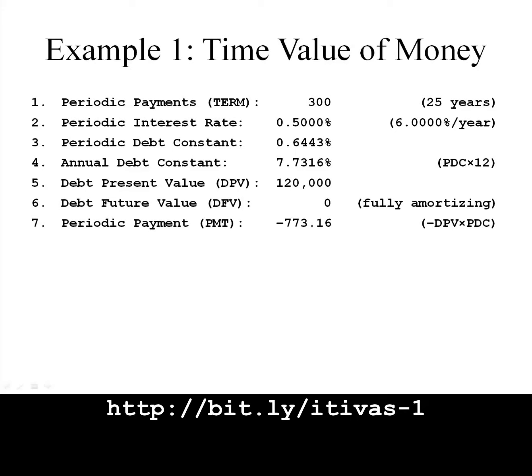The periodic payment, expressed as a negative number for cash flowing out, 773.16. That's simply the negative debt present value times the periodic debt constant. The annual debt service, negative 9,277.92. That's simply the negative debt present value times the annual debt constant.